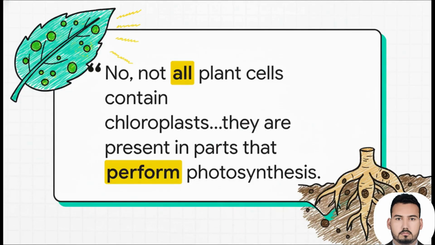And this just shows how incredibly efficient life is. Why would a plant waste energy making solar panels in a place that never sees the sun? Chloroplasts are only found where they can actually do their job, in the leaves and stems. A root cell buried deep in the dark soil, not a single chloroplast. It would be completely pointless.